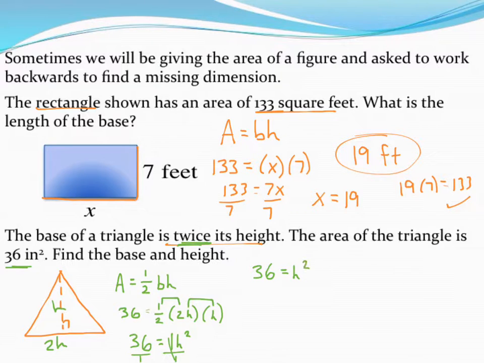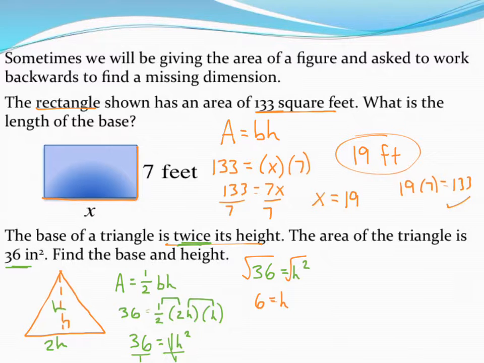That will be an important step if you have a number besides 1 in front. To finish this out, to get h by itself, I need to take the square root of both sides. So let's take the square root. 36 is a perfect square. That was nice of them. So I get an h value of 6 once I'm all done with my algebra.